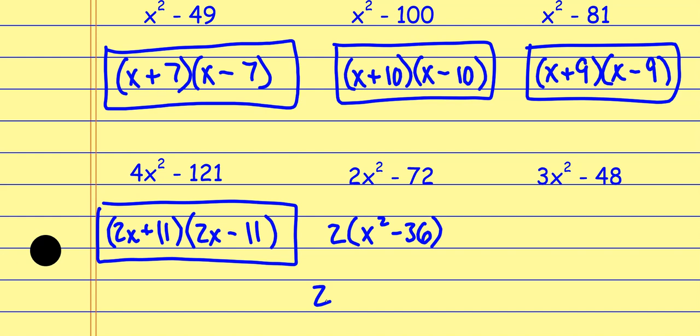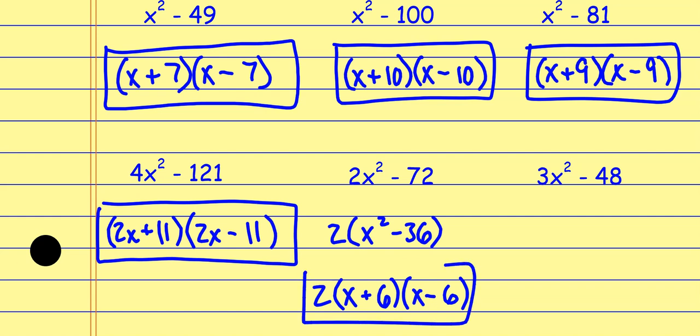Those are perfect squares and they're being subtracted. That's a difference of squares. So it factors into conjugates. X times x. To get to 36, it's 6 times 6. One's a plus, one's a minus. Done and done.